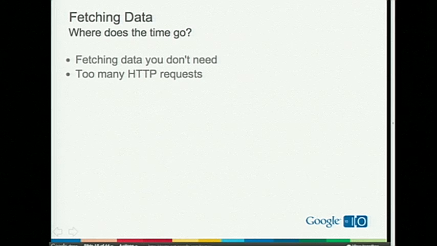There is fetching data you don't need, that is, fetching more data than is needed to actually display what the user is looking for, needs to see. And there's fetching it in too many HTTP requests. The latter is a subtle point: if you fetch a large or a small amount of data spread out over a lot of HTTP requests, it's still going to be slow because the HTTP overhead is eating you alive. So you have to consider both of these things, and they have different strategies for dealing with them.